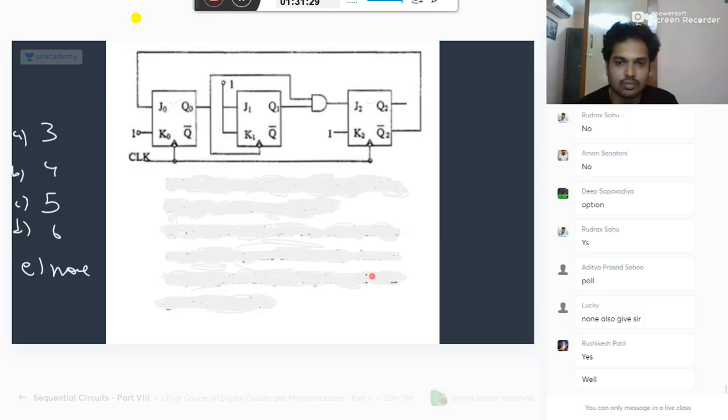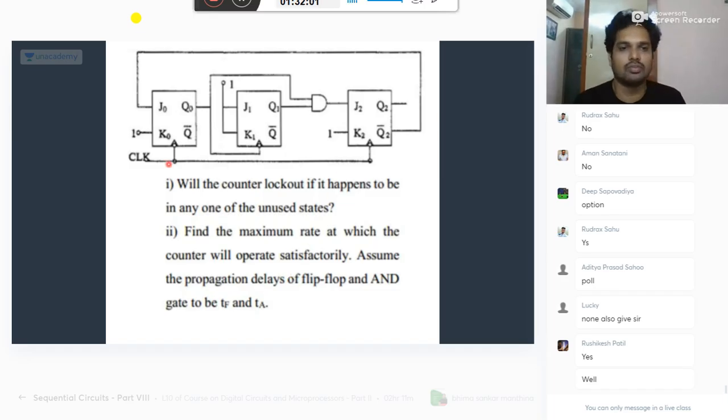Okay, let's do the question. So let me change the theme. Okay. So what is the first point in this question? Find the modulus of the count. So now let's do it.